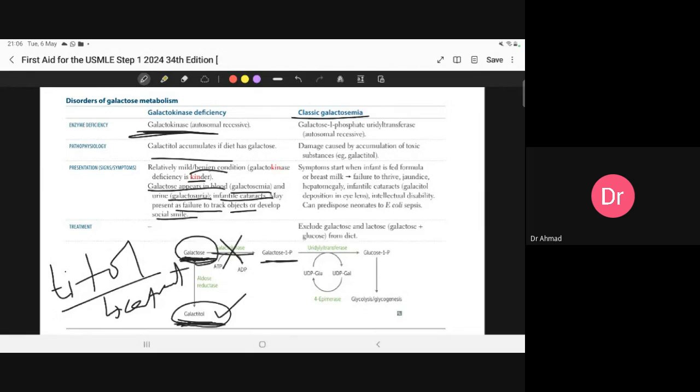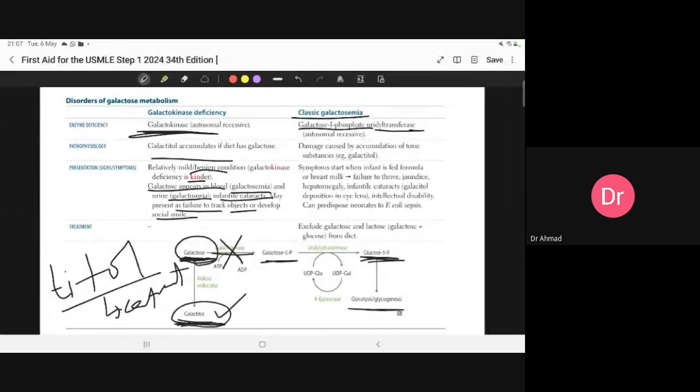Classic galactosemia is about converting your galactose 1 phosphate into glucose 1 phosphate by the enzyme galactose 1 phosphate uridyl transferase. Okay, if you are deficient in this uridyl transferase, again you cannot contribute to your glycolysis or glycogenesis, like you cannot contribute to anything.